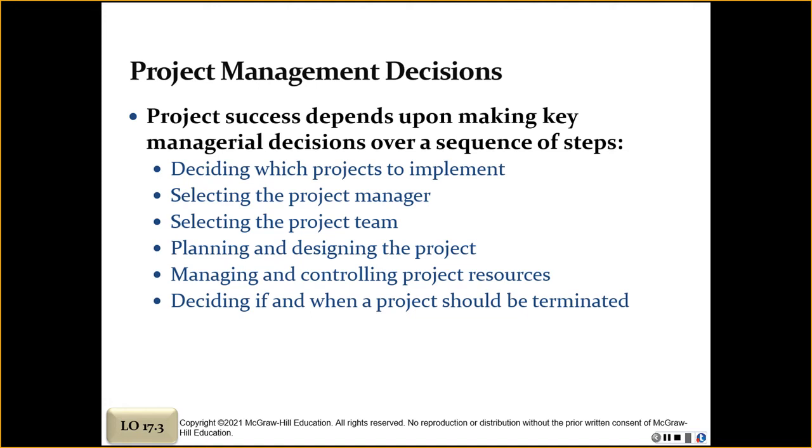The first one is deciding which project to implement. This involves determining the type of criteria that will be used to decide which projects to pursue. Typical factors include things like budgets, availability of the appropriate personnel, the type of skill sets that the personnel may need or may have, and then the cost benefits have to be considered.